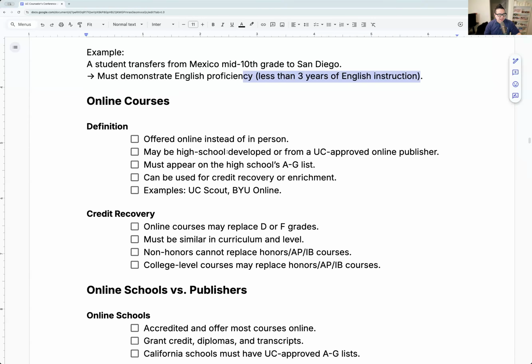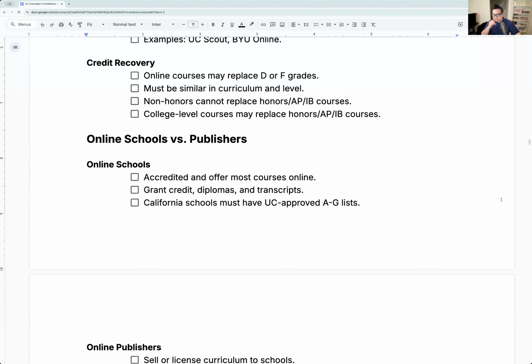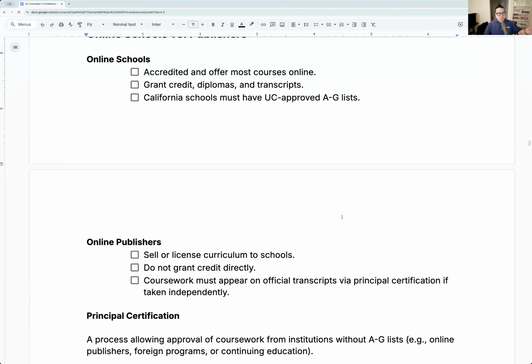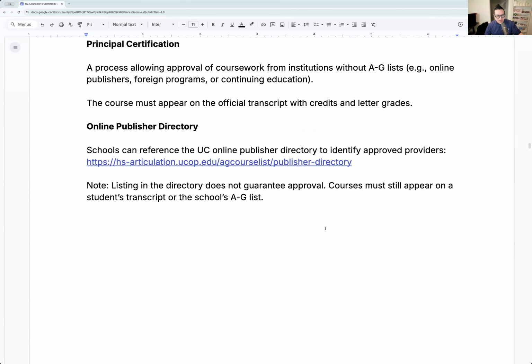Online courses you can take here. There are different types of credit recovery. There are online schools as well. For example, UC Scout, BYU, Silicon Valley, these are all online schools. There's also something called an online publisher. These are basically places where you can just take credit that's not officially a school. Avoid those. Stick to the online schools if you are doing that option. And there's a directory if you want to check it out.